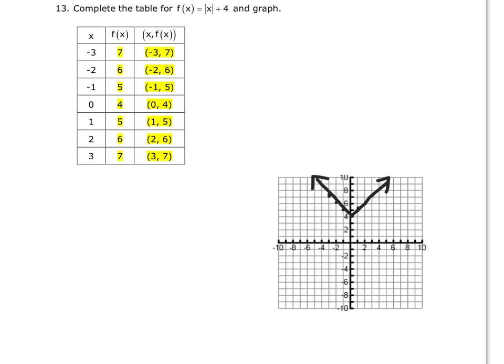Careful with your signs when you're plotting. Make sure you're thinking about, does this negative mean I go left or right? Does this negative mean I go up or down? Make sure you ask questions, and good luck with your homework.